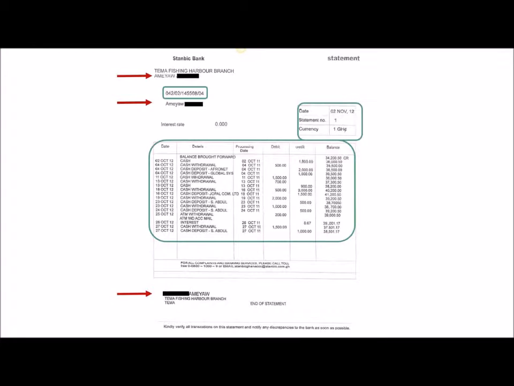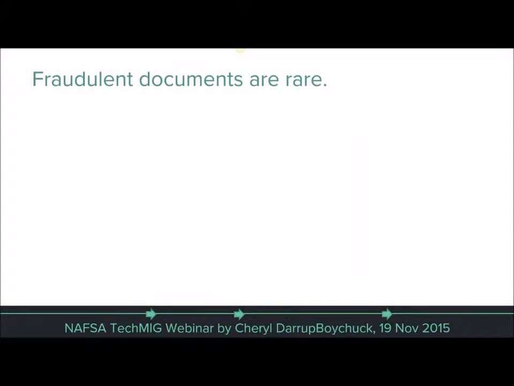And I do want to thank Ken McCaig from Old Dominion University in Virginia for providing these examples. He and I co-presented at NAFSA's Region 8 conference last week in DC, and he's got quite a collection of fraudulent bank statements, which is pretty impressive given the fact that fraud represents a really, really small percentage of all international student applications worldwide.